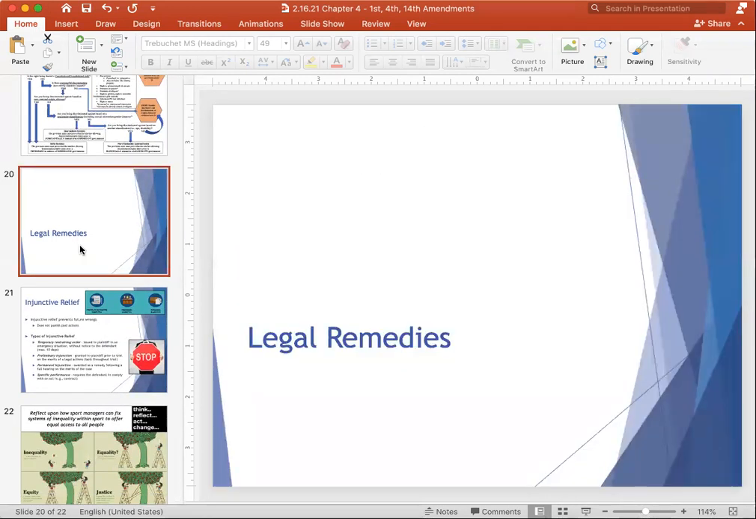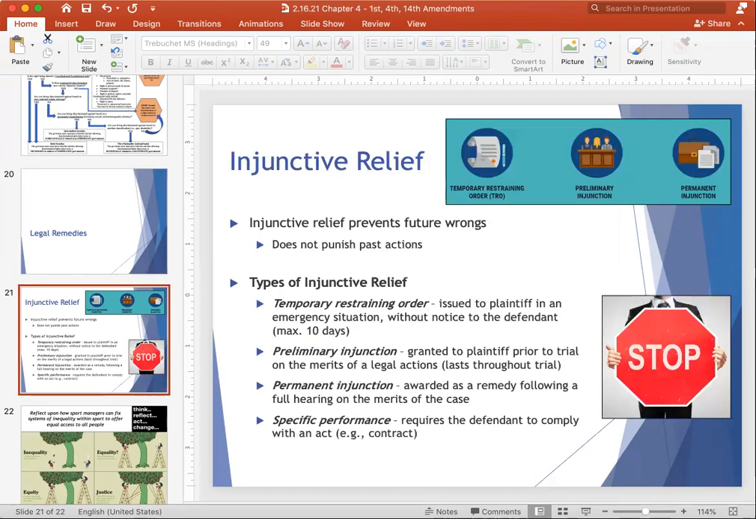And then lastly, I just wanted to briefly touch on legal remedies. So this would be if the defendant, the state actor, was found guilty of violating a constitutional right. Injunctive relief is designed to prevent future wrongs, not punish past actions. In this case, the wrong has not occurred yet, so it's actually possible to prevent the wrong.